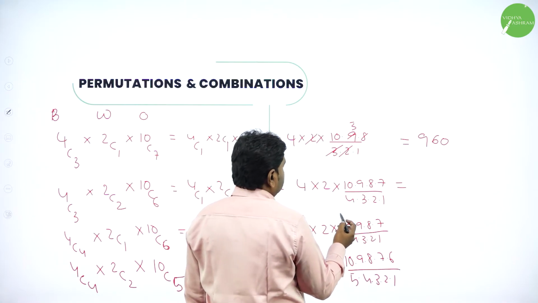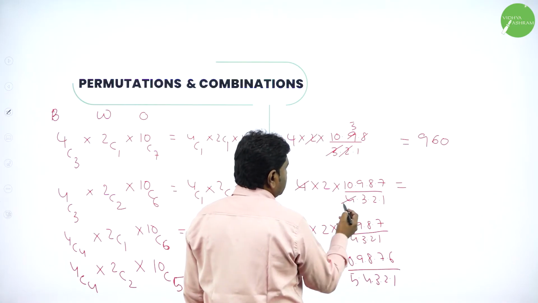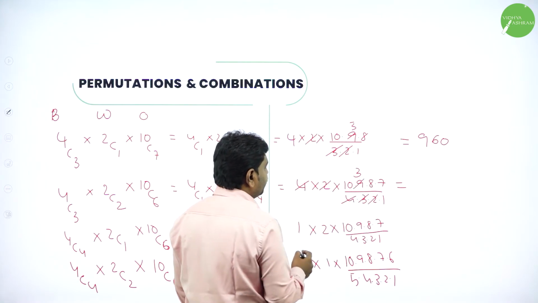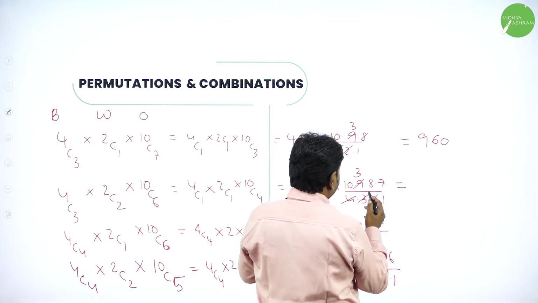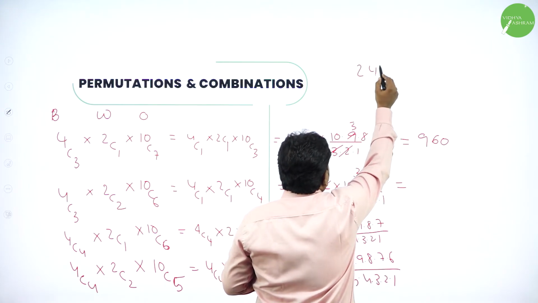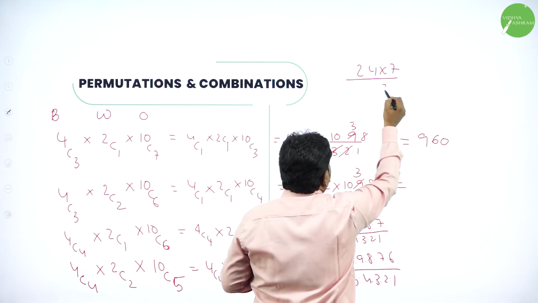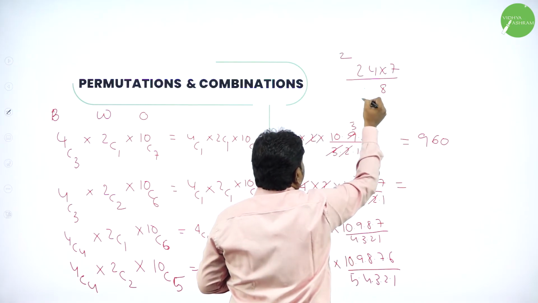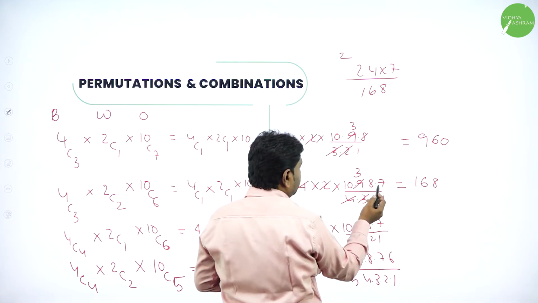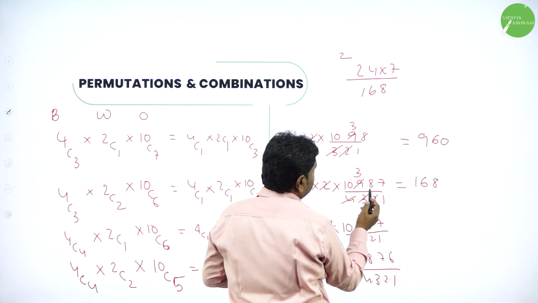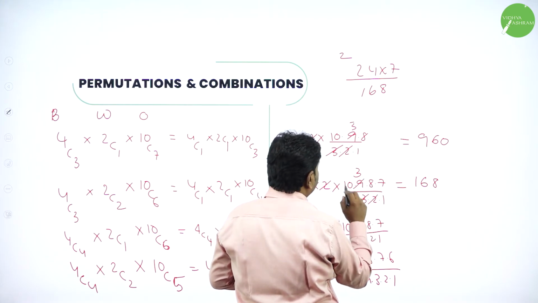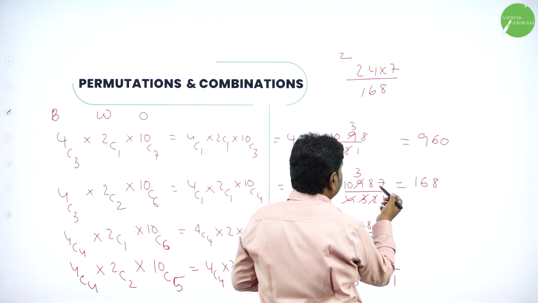And here 4 and 4 I can cancel. 3 ones are 3, and 2 and 2 I can cancel. Now whatever is left out, you simplify. 8 threes are 24, 24 into 7, 7 fours are 28, 7 twos are 14 plus 2, 168. If I multiply 8 threes are 24 into 7, I have done, or 21 into 8 if you do the same.